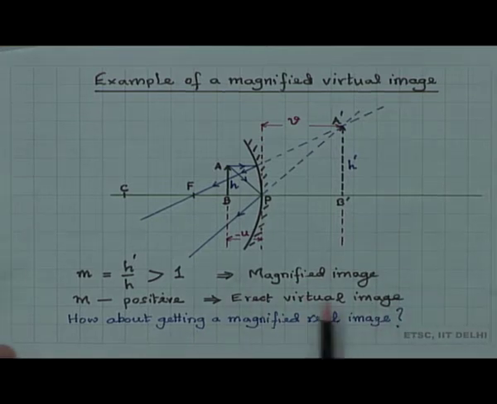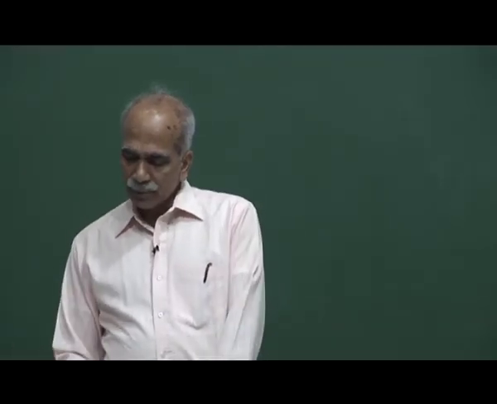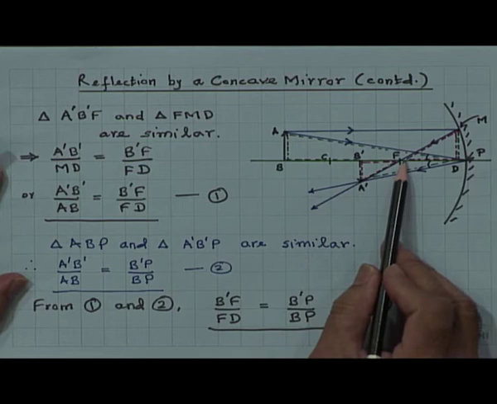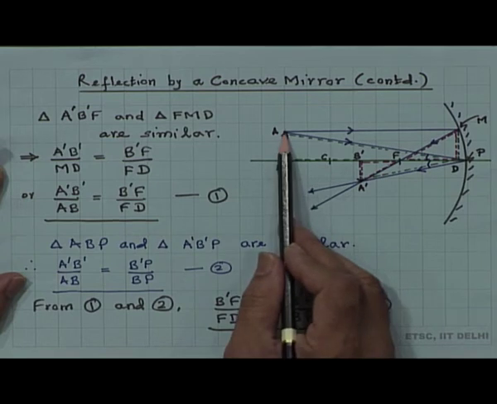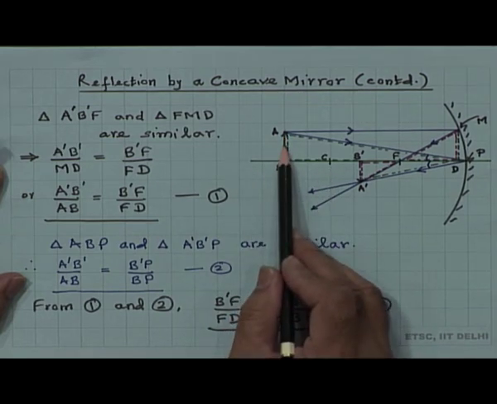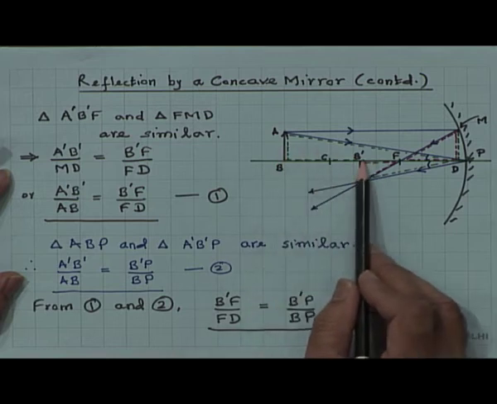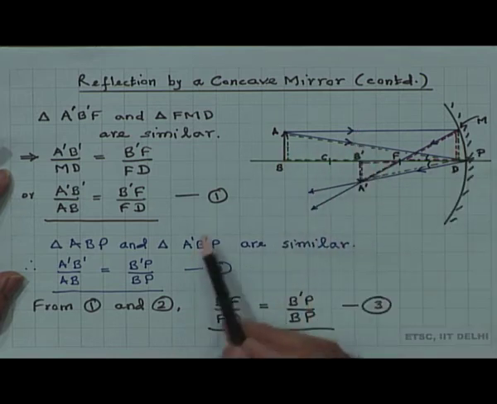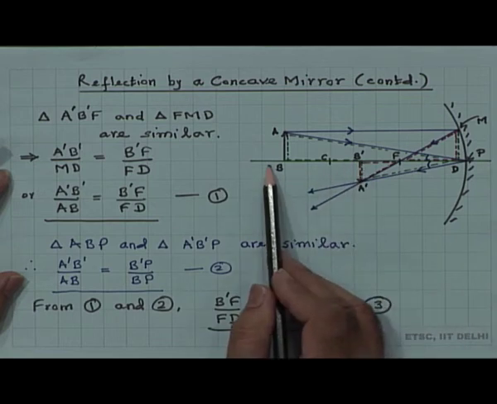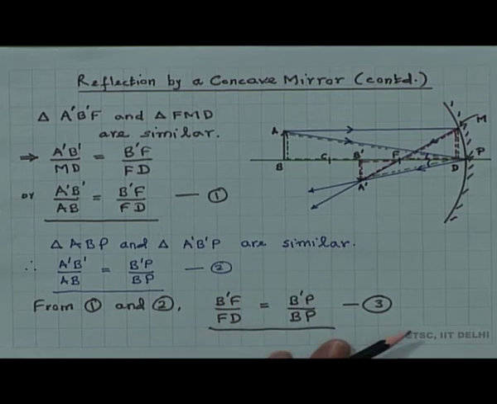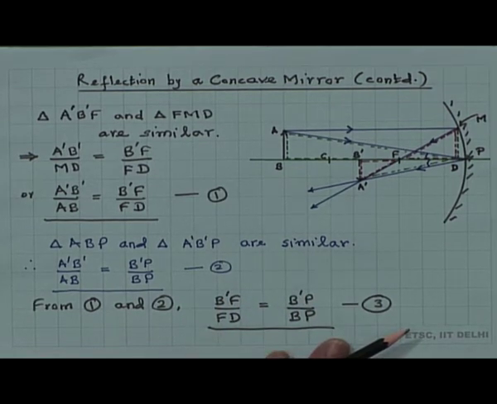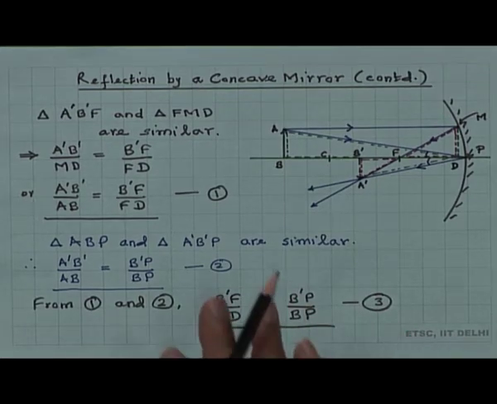How about getting a magnified real image? Yes, we can also get a magnified real image. We started with the problem where we had assumed the object to lie beyond C. Instead, if we had taken the object between C and F, and you draw the ray diagram, you can see that you will get an image beyond C, which is a magnified real image. It is an inverted image beyond C, which is also possible for real images.